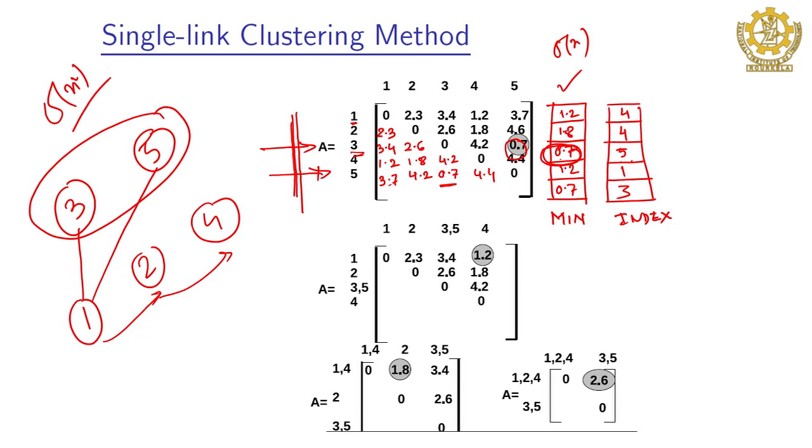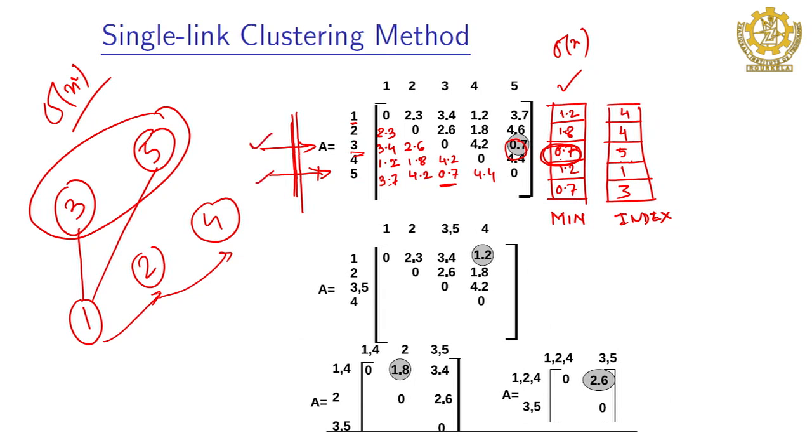What do we do? Let us say here this will remain the same, 1, 2, 3, all other entries will remain the same. Now we are updating it. While updating, we will only look into 2 rows and 2 columns. What are those 2 rows? Row number 3 and row number 5, because we are merging 3 and 5. Similarly, we look into only column number 3 and column number 5.